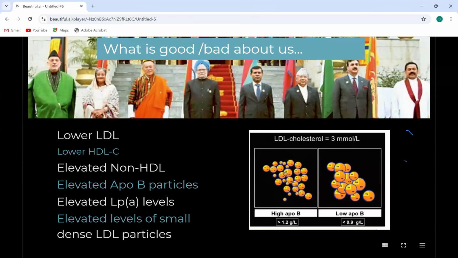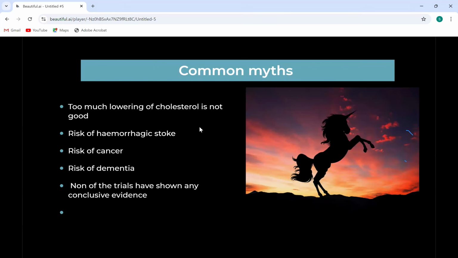the separate components. So, common myths: a lot of people think too much lowering of cholesterol is not good, that there can be hemorrhagic strokes, risk of cancer, dementia, but none of the trials have shown any conclusive evidence that it affects any of these conditions. So I think if your risk is higher, reducing the LDL level to the required levels would probably have more benefit than not.